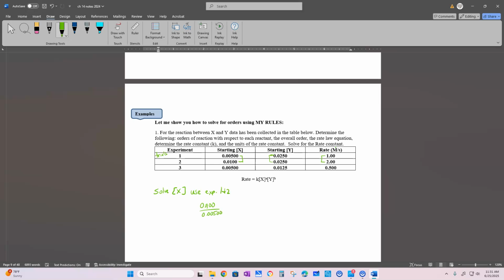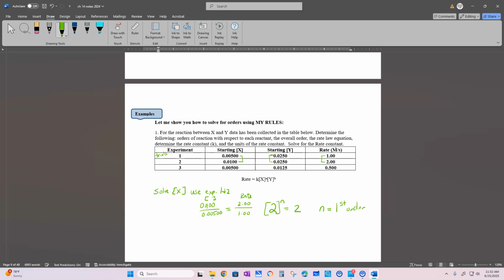0.00500. All right, let's get some calculators. And then equals, same thing with the rate. So I'm going to say 2 and then 1.00. So this side is my concentration, this side is my rate, okay? So 0.0100 divided by 0.005. All right, well, that's a whole number 2, okay? And obviously 2 divided by 1 is 2. So this concentration to some power equals 2. Well, then that means this is first order.